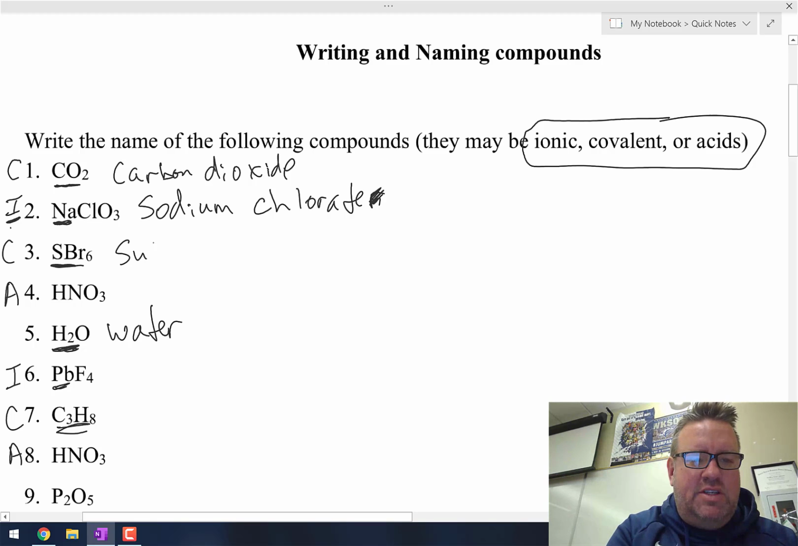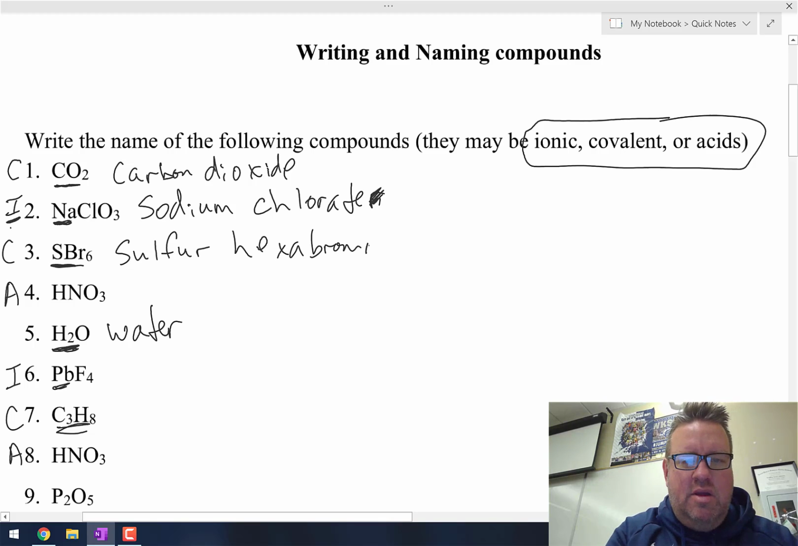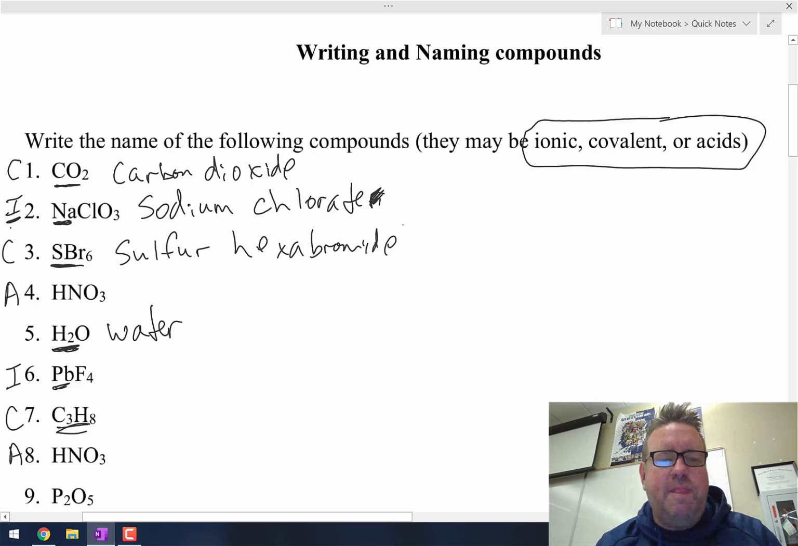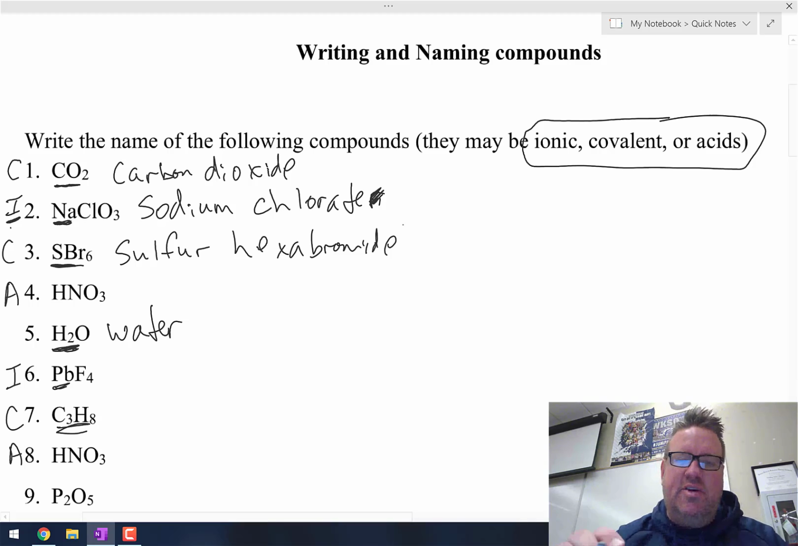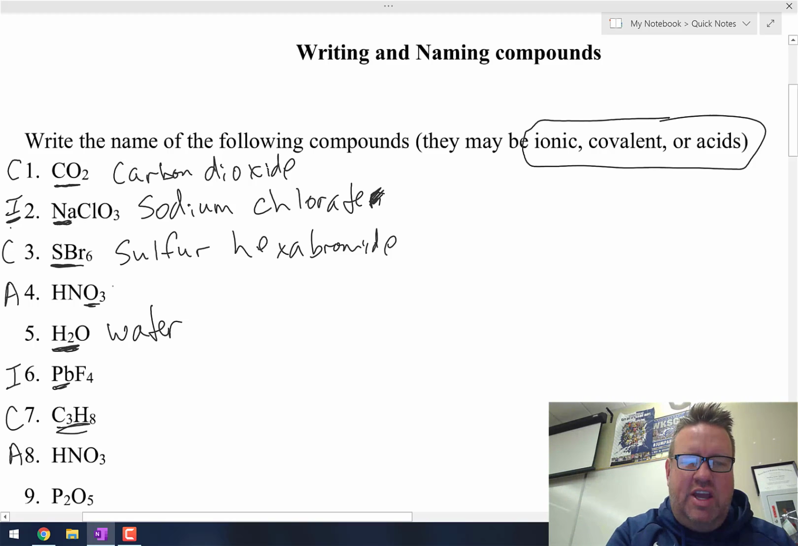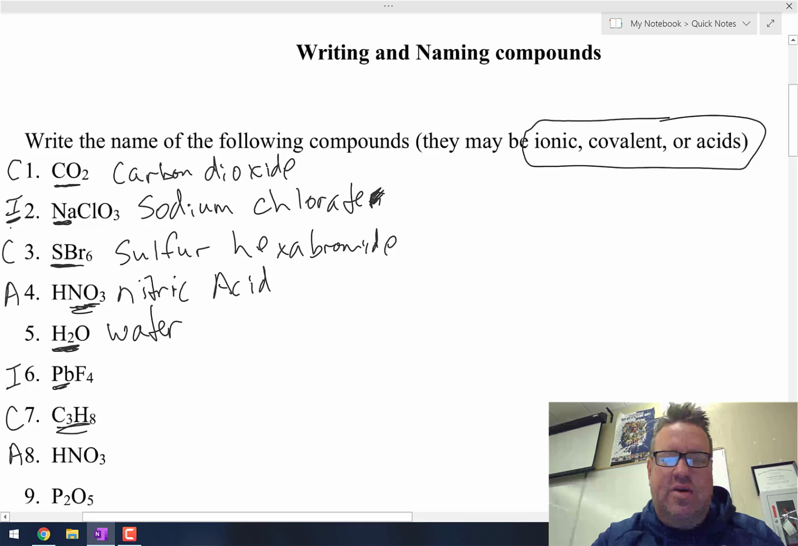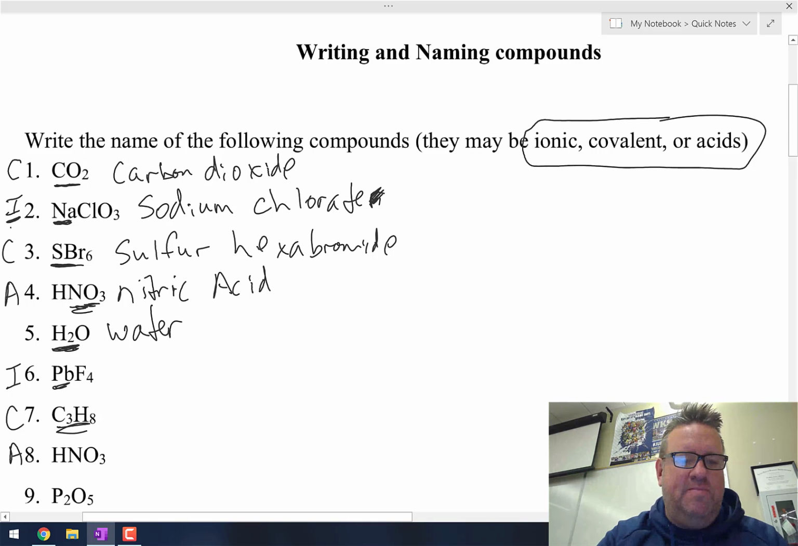Okay, SBr6 is covalent, so we're going to need prefixes. That's sulfur hexabromide. Now we've got an acid. Remember, with acids, it's either a binary acid or an oxyacid. If it has oxygen in it, then you don't put hydro in the front. So this is nitrate, and nitrate becomes nitric acid. So HNO3 is just nitric acid.